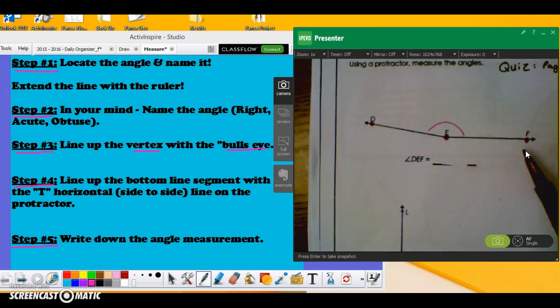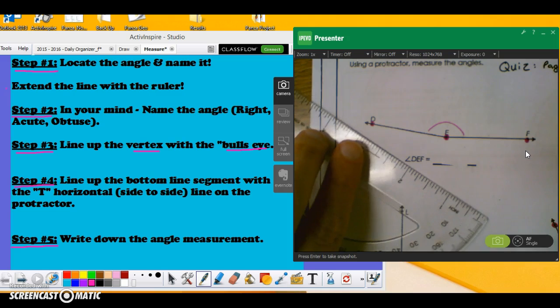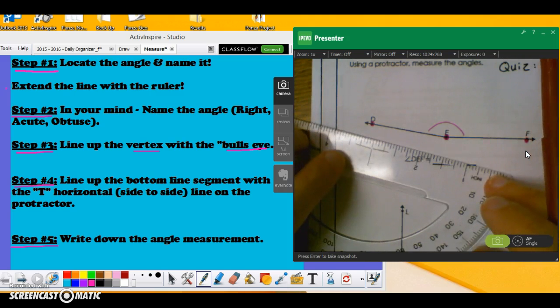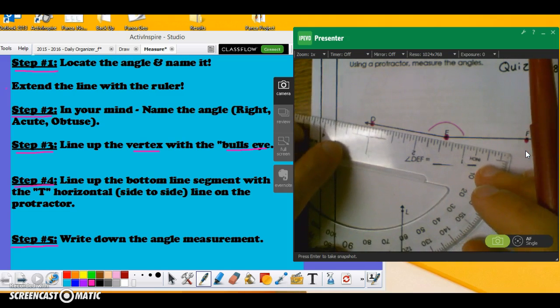Step 1, locate the angle. We have done that already. And then extend the line with a ruler. Now, you may not understand why we're doing this right now, but you'll understand once we try and actually identify how big this angle is at the end.